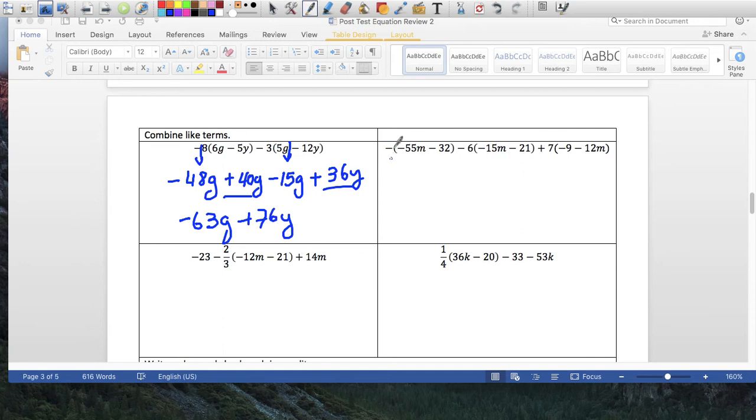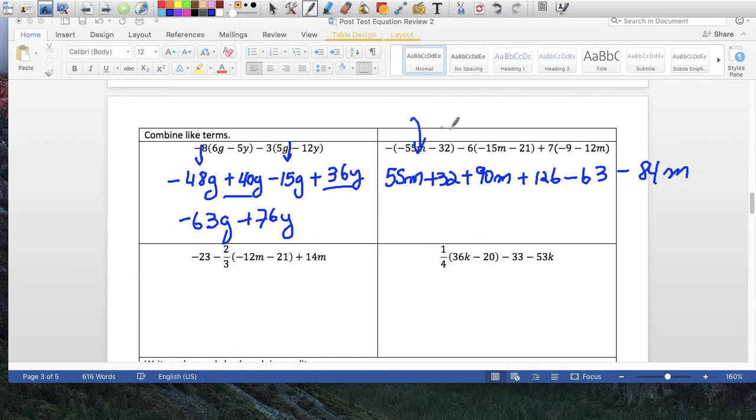Careful here, there's no number in front of this parenthesis, so you can think of it as 1. All right, so it's going to be 55m, negative and negative is positive, plus 32. Again, negative and negative is positive, plus 90m. Negative and negative is positive, plus 126. And then positive and negative is negative, and 7 times negative 12 is negative 84. Really careful with your signs here.